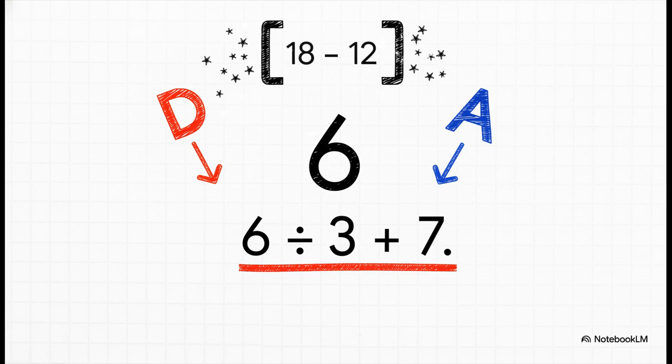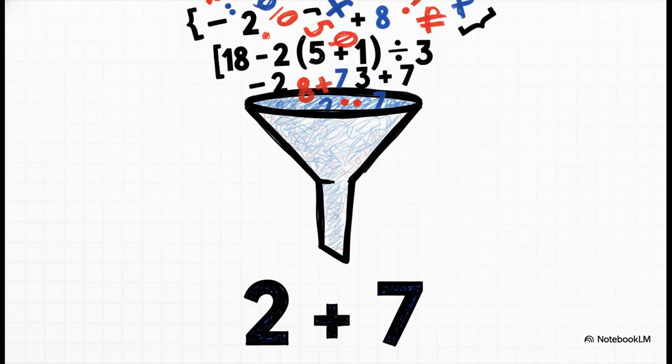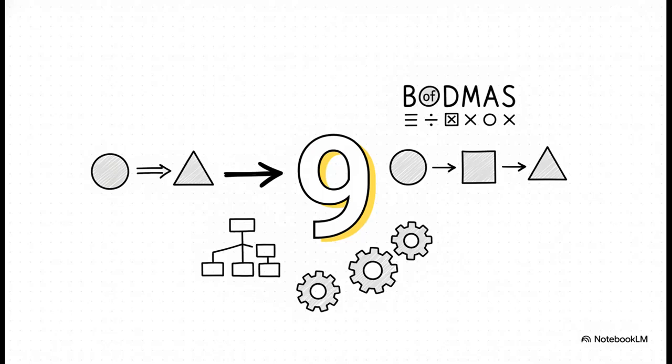Now, looking at what's left, our rules tell us that division comes way before addition, so our very next move has to be 6 divided by 3. Which gives us 2. And just like that, we've taken that messy, complicated expression and boiled it all the way down to one last simple calculation: 2 plus 7. And the answer is 9. See? By just following that one simple order, BODMAS, we took a problem that looked confusing and solved it one clear, logical step at a time. That right there is the power of having a system.